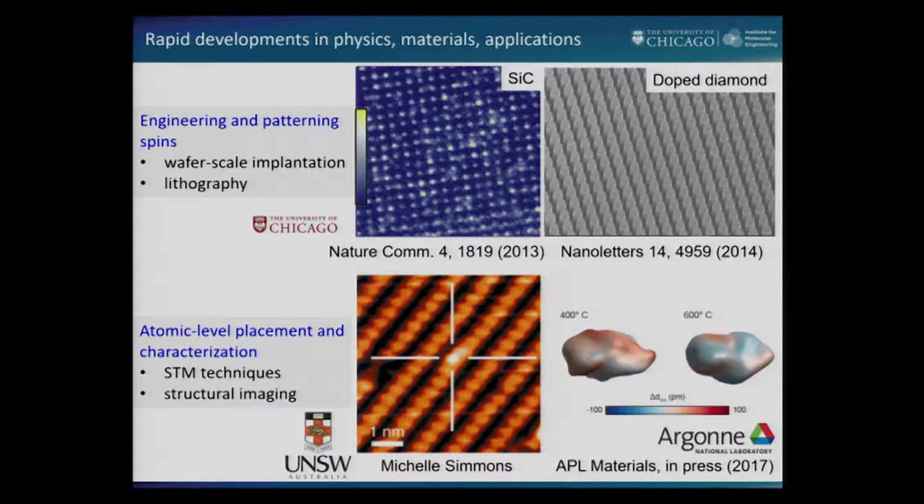And these two recent examples I think are quite brilliant. One, Michelle Simmons' group in New South Wales, using STM techniques to place individual dopants in silicon with atomic scale precision. And Steve mentioned in his talk the ability to make gates and spin to charge conversion in phosphor-doped silicon. And these types of techniques have led to those developments.